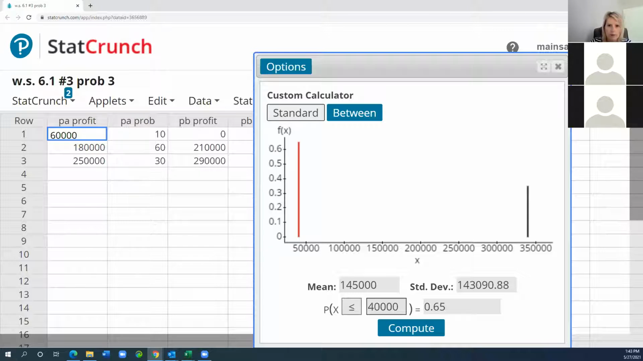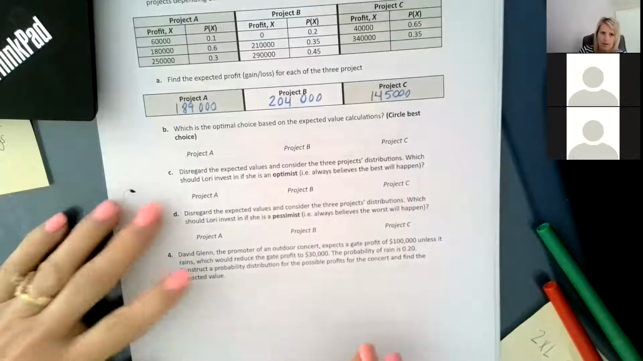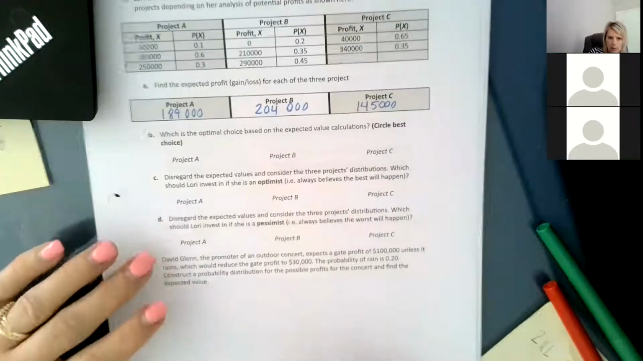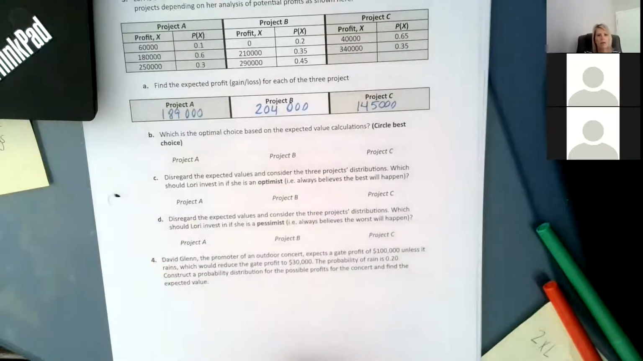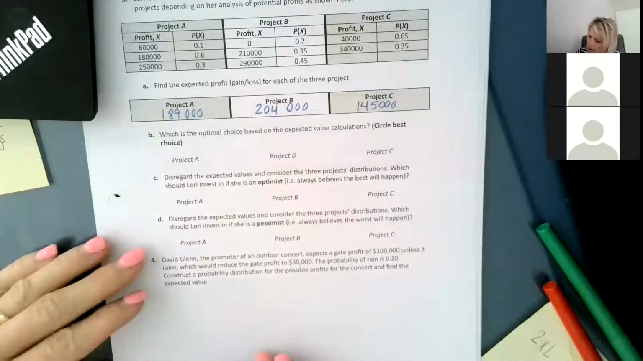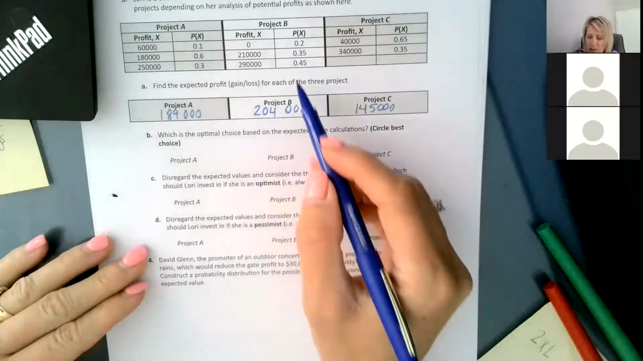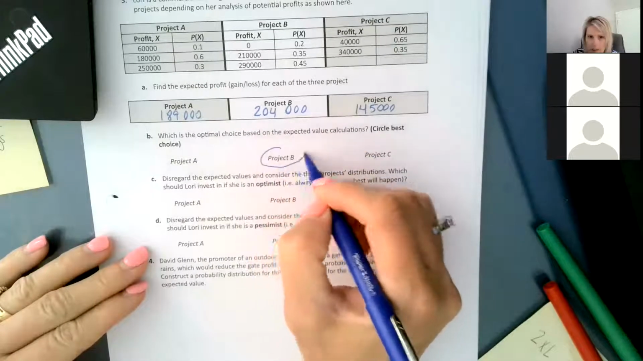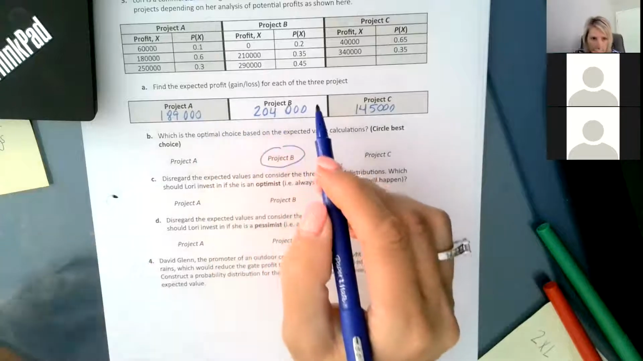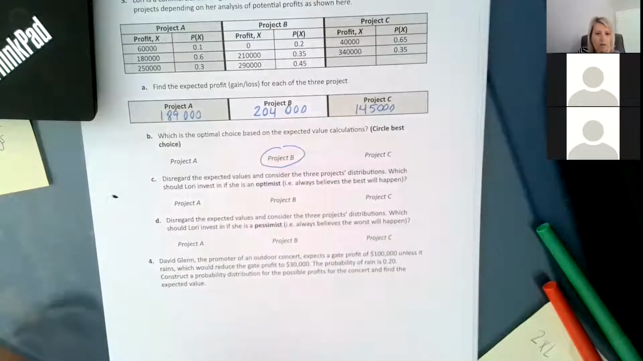So back to our paper here. It says, which is the optimal choice based on the expected value calculations? So it looks like we would want to choose project B because they have the highest projected outcome.